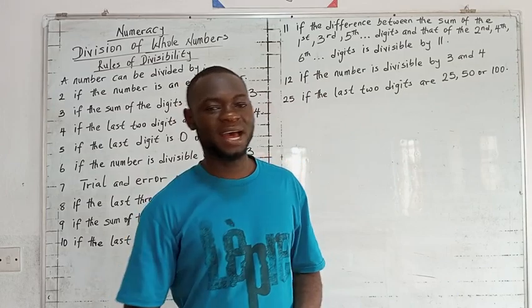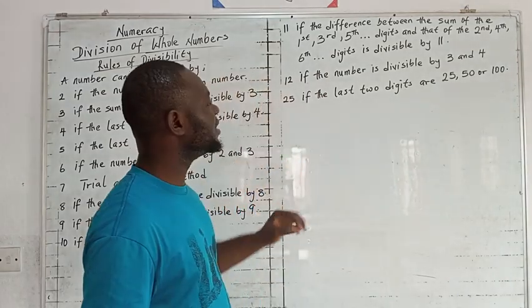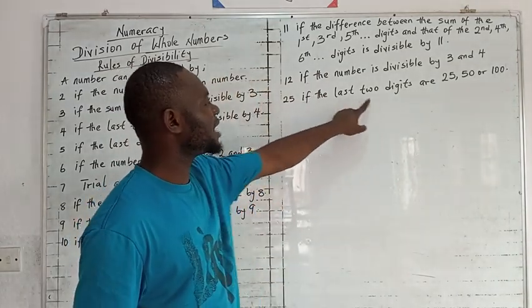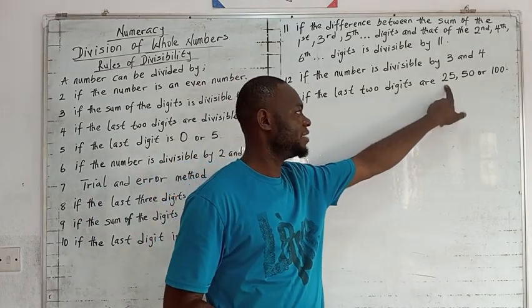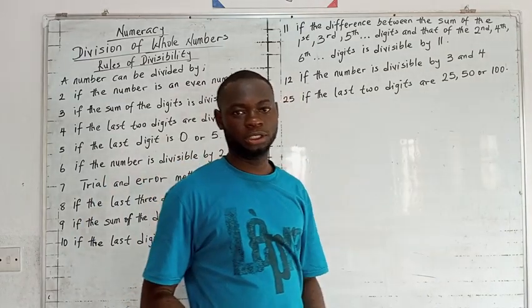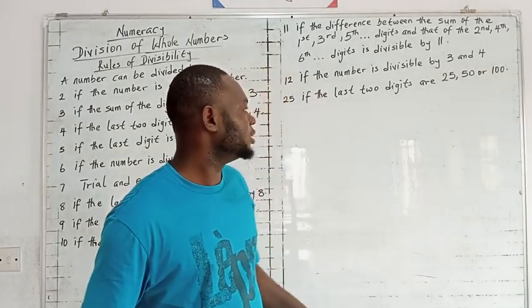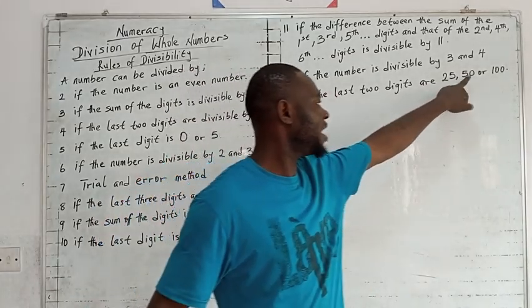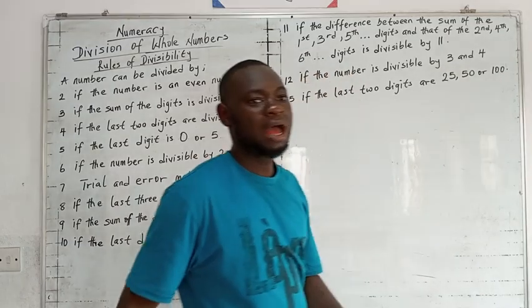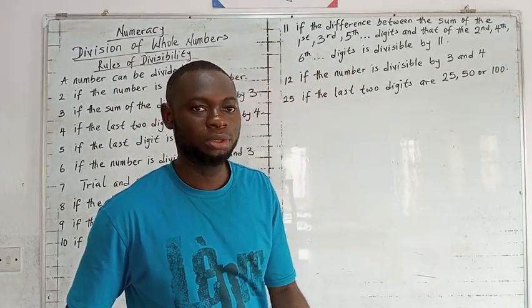Divisibility by 25. We said that a number can be divided by 25 if the last 2 digits are 25, 50, or 100. Okay? All numbers whose last 2 digits are 25, 50, or 100 are all divisible by 25.